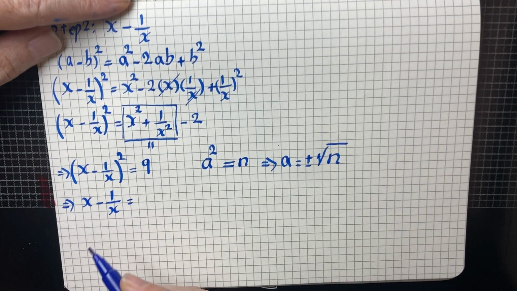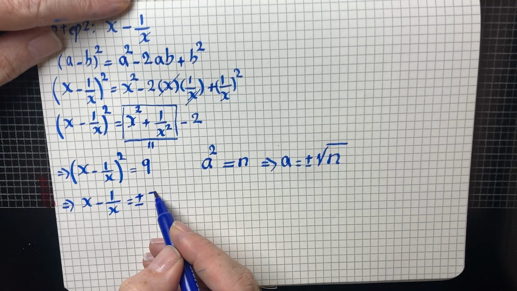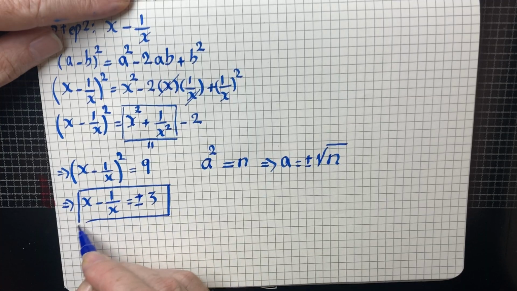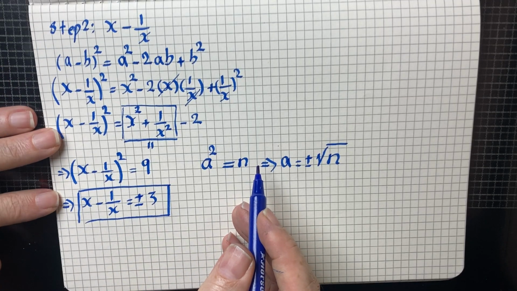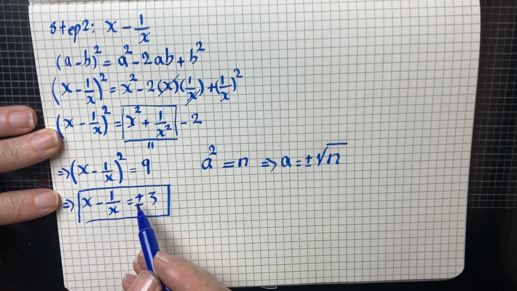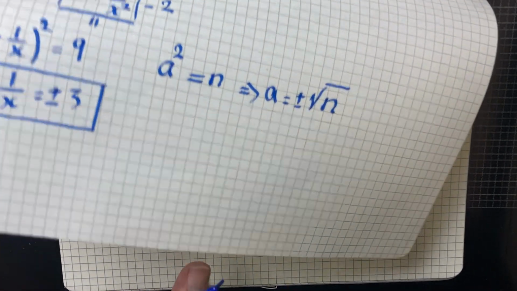It is going to be positive, negative second root of 9, or 3. Until here, good job. We did it well. So we have two values for x - 1/x, positive and negative 3. Now let's go to step 2.